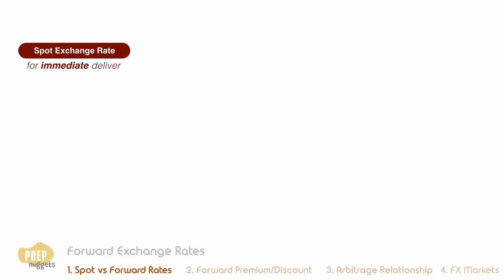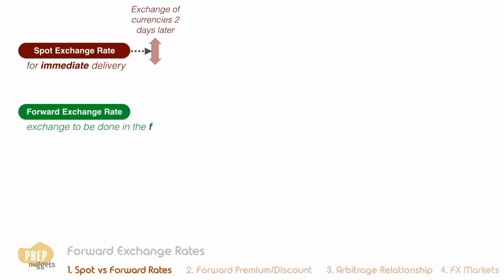A spot exchange rate is the currency exchange rate for immediate delivery, which for most currencies means the exchange of currencies takes place 2 days after the trade. A forward exchange rate is a currency exchange rate for an exchange to be done in the future, which can be 30 days, 60 days, 90 days, 180 days, or 1 year.